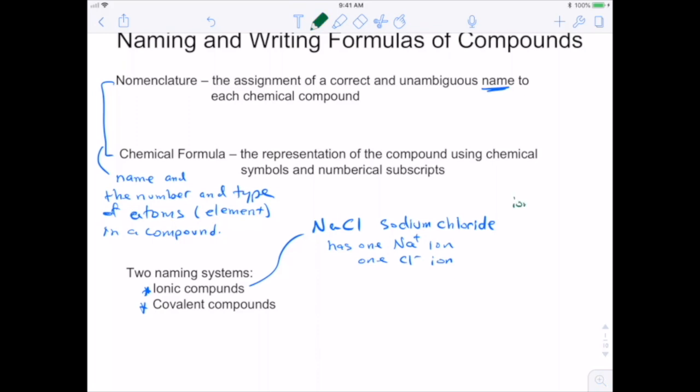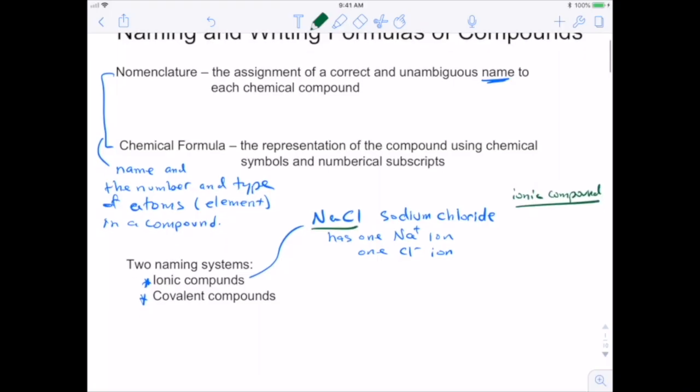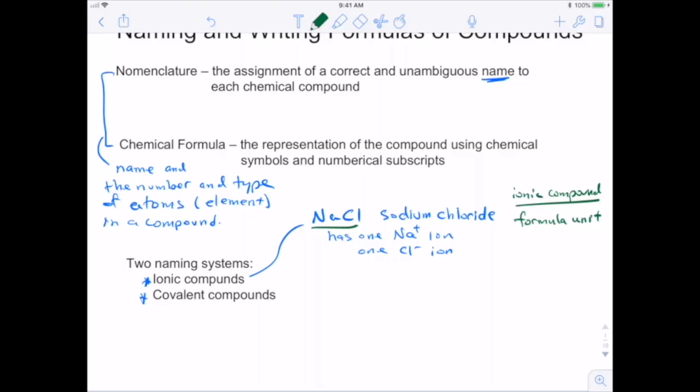Now, in an ionic compound, this is what we would call the formula unit. And in the formula unit, the subscripts will show us the lowest integer ratio of the ions involved. So in this case, sodium and chloride, there's one of each ion. There's one sodium and there's one chloride, so we don't actually put the subscript 1 if it's just one, and we would show that as just sodium chloride.